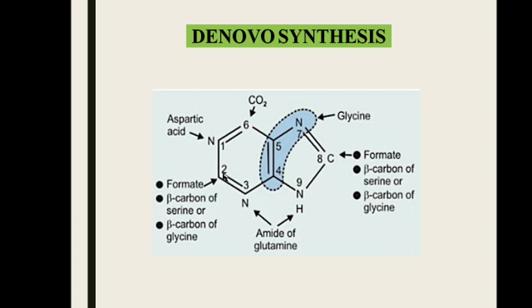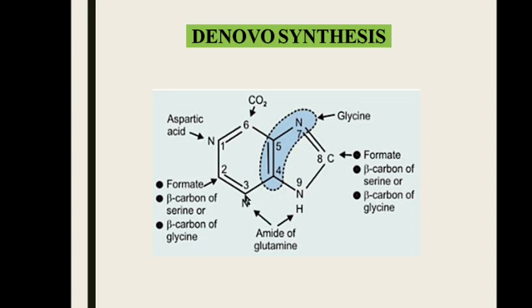Carbon 2 is contributed by the formate group of the beta carbon of serine or glycine during the process of metabolism of glycine and serine. You are already familiar with amino acid metabolism, that is one carbon metabolism, wherein one carbon transfer takes place between different amino acids, contributing to the one carbon pool. Similarly here the carbon is contributed by the formate group of serine or glycine through their metabolic pathway.